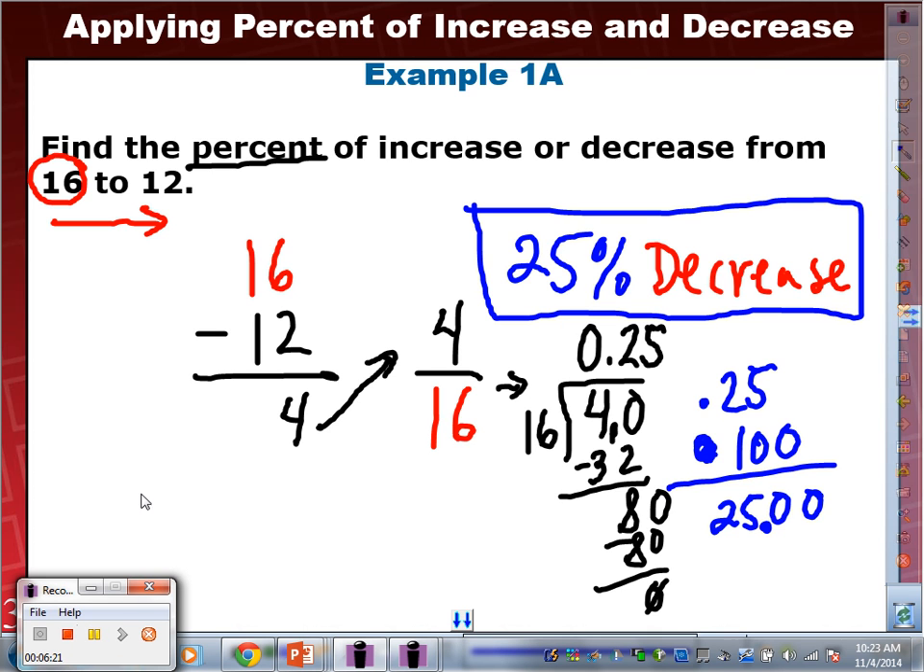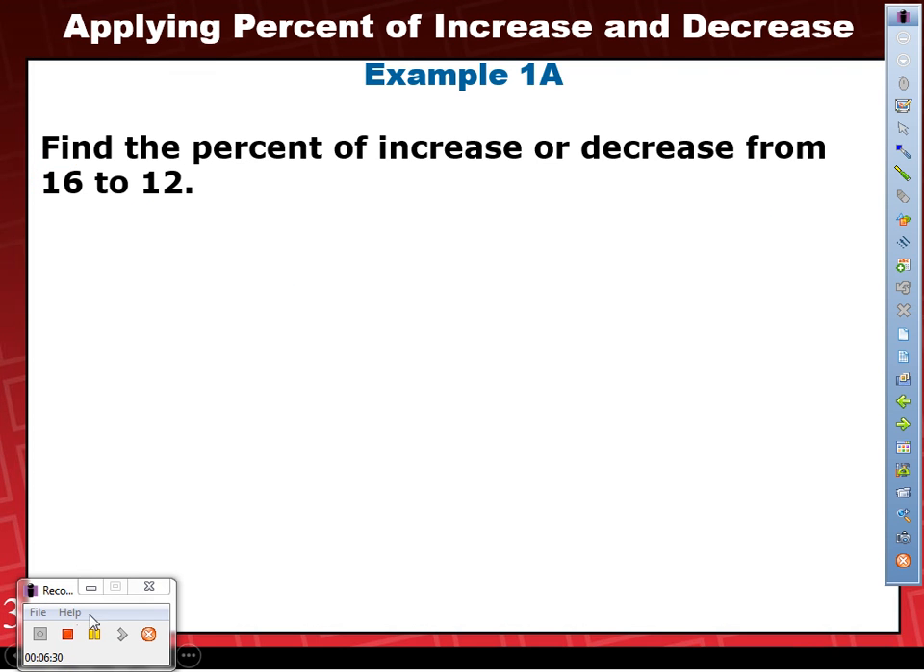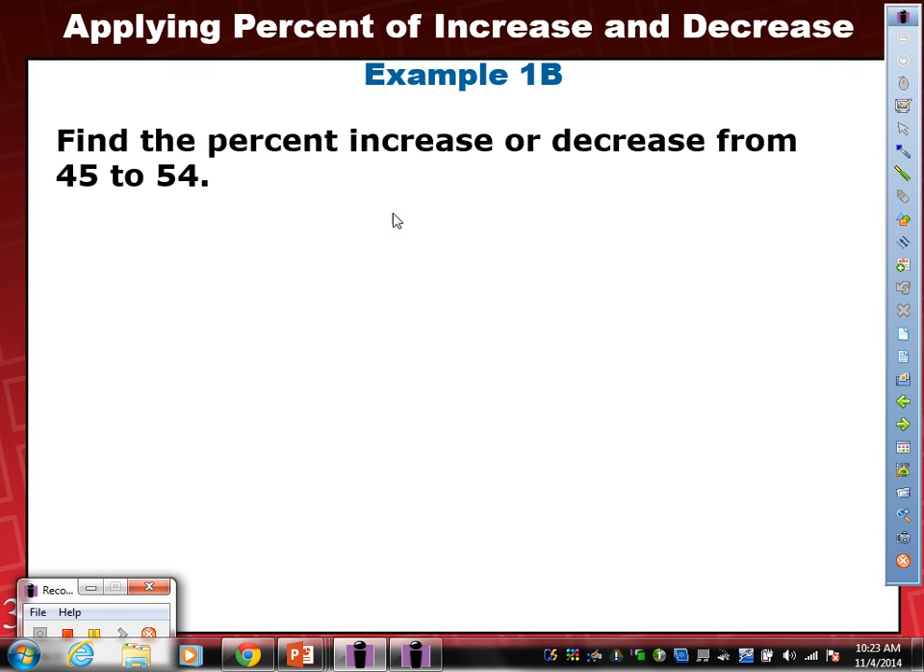Okay, copy this next one down, please. See if you can do this next one by yourself. Example 1B. Copy this one. Write it out, please. Find the percent increase or decrease from 45 to 54. And we're going to do this one together. Here we go. Write it down, please. Example 1B. Find the percent increase or decrease from 45 to 54.